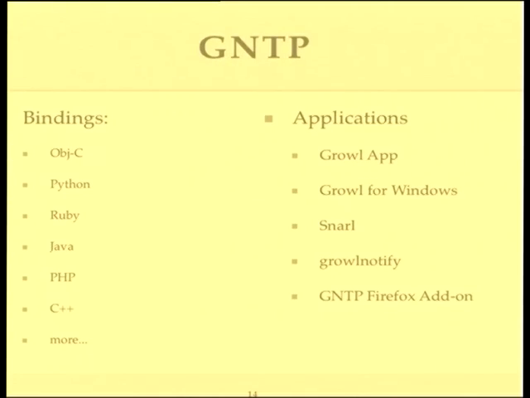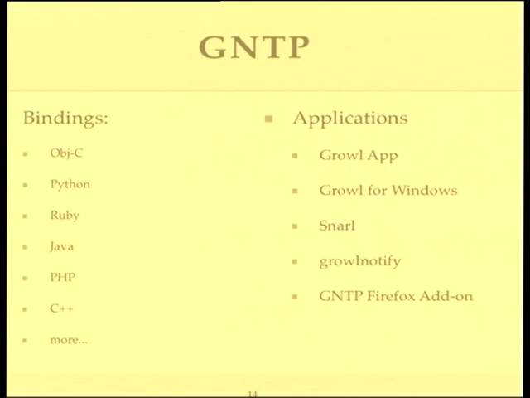Next, we have a lot of bindings for GNTP. First of all, we have the applications that support it. It's the Growl app for Mac. There's Growl for Windows, which is basically a port of Growl for Windows. There's Snarl, which is also a port of Growl for Windows.